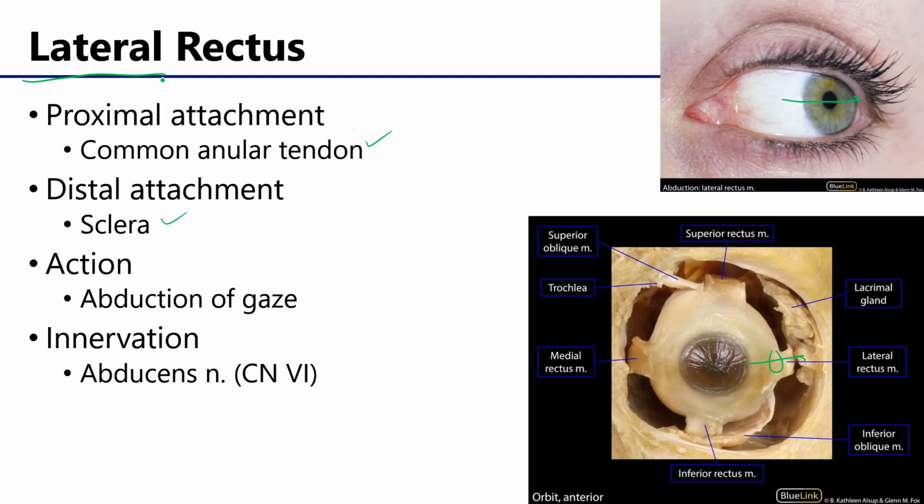This is another beautiful play of words here. Because the lateral rectus abducts gaze, they named the cranial nerve 6 the abducens nerve. So when the abducens nerve fires, gaze is abducted, courtesy of the lateral rectus muscle.